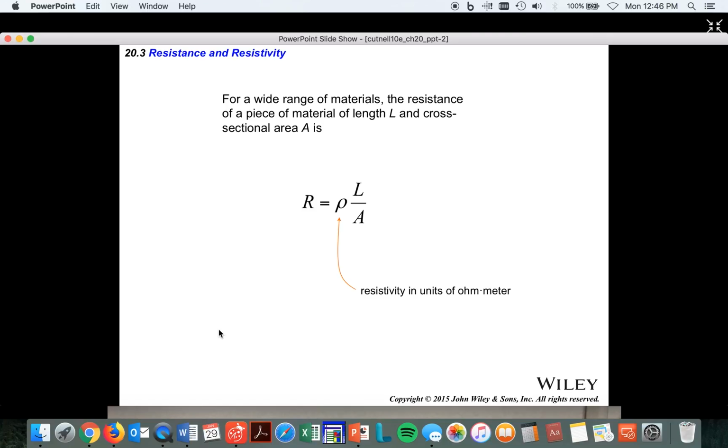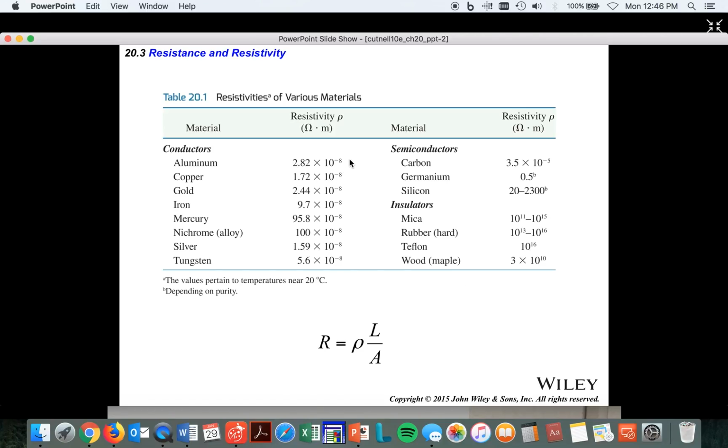Now, for a wide range of materials, like oven filaments and things like that, the resistance of a piece of material is its resistivity times length over cross-sectional area. This is what the resistance is. And you've got this resistivity in units. And let's look at this chart here. Notice really dinky resistivity in things that are conductors. I think that's supposed to be 10 to the -4, not to the B power. I don't know what that is.